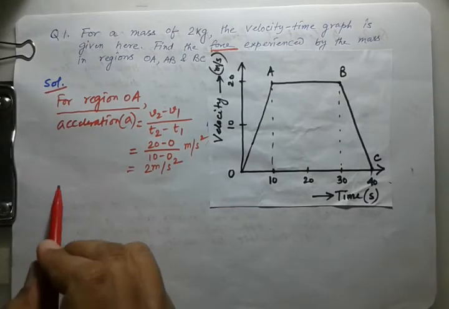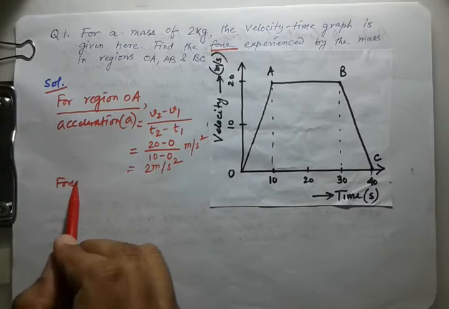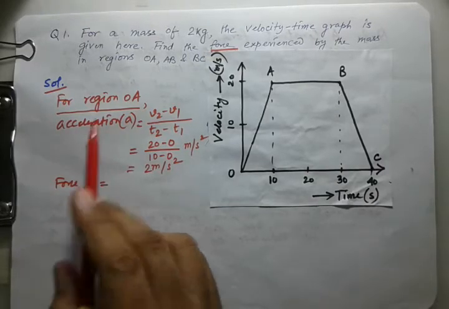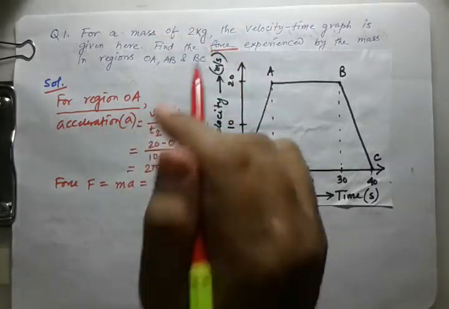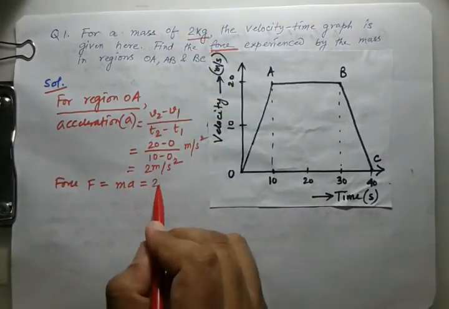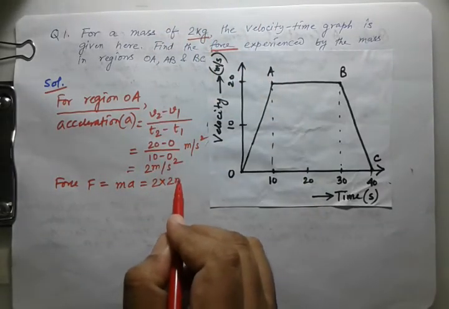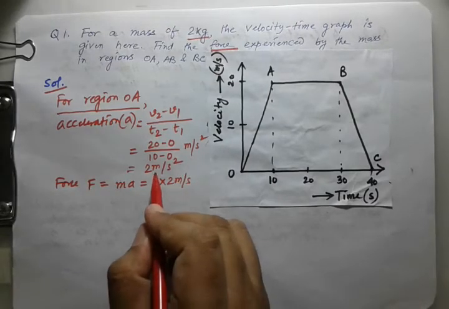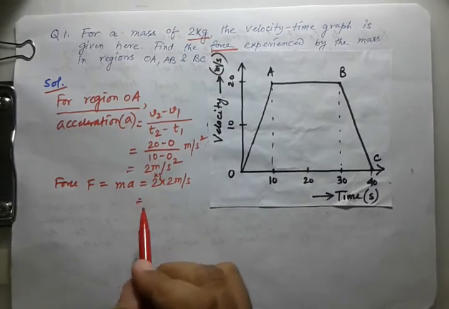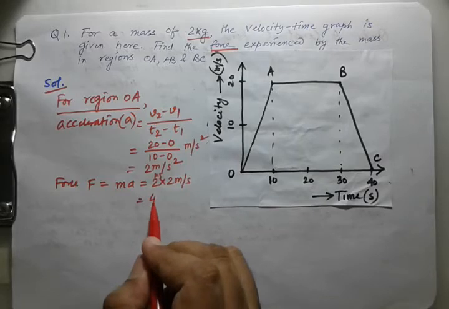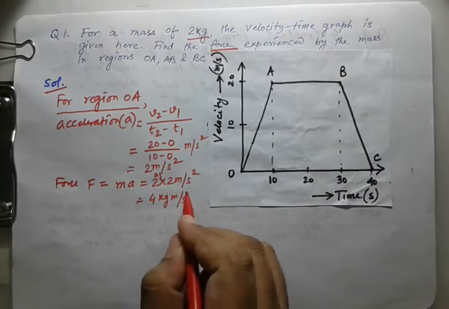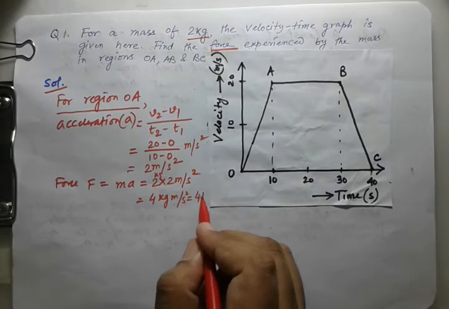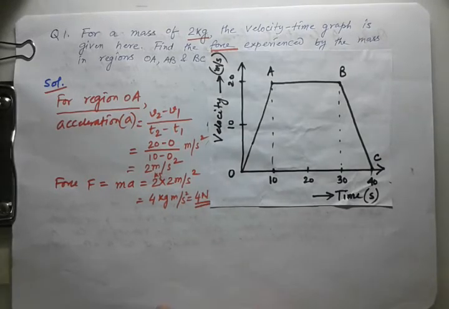Now force F will be mass into acceleration, m into a. Mass is given here as 2 kg. So 2 into 2 meter per second square. Here you can write kg. So you'll get 4 kilogram meter per second square, which is nothing but 4 Newton. So that is your first answer.